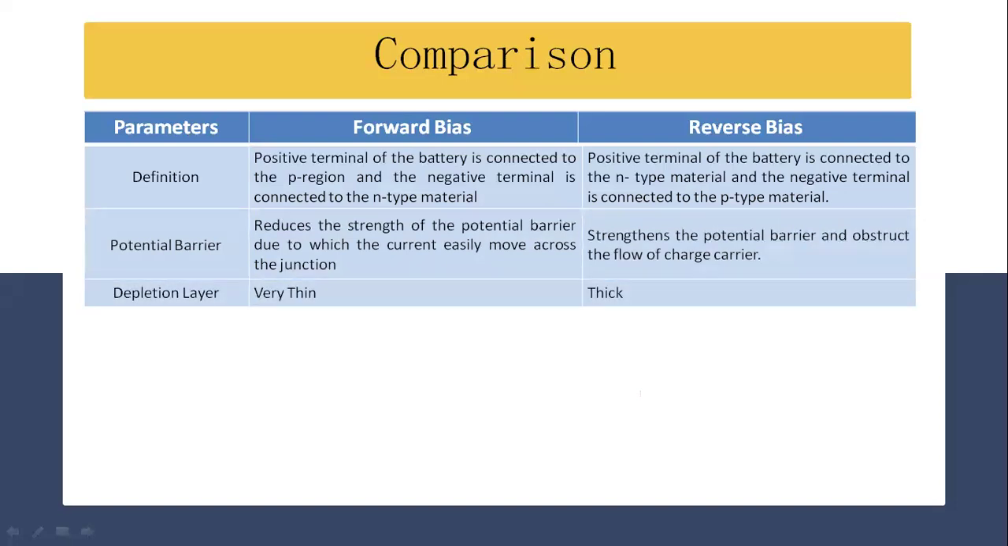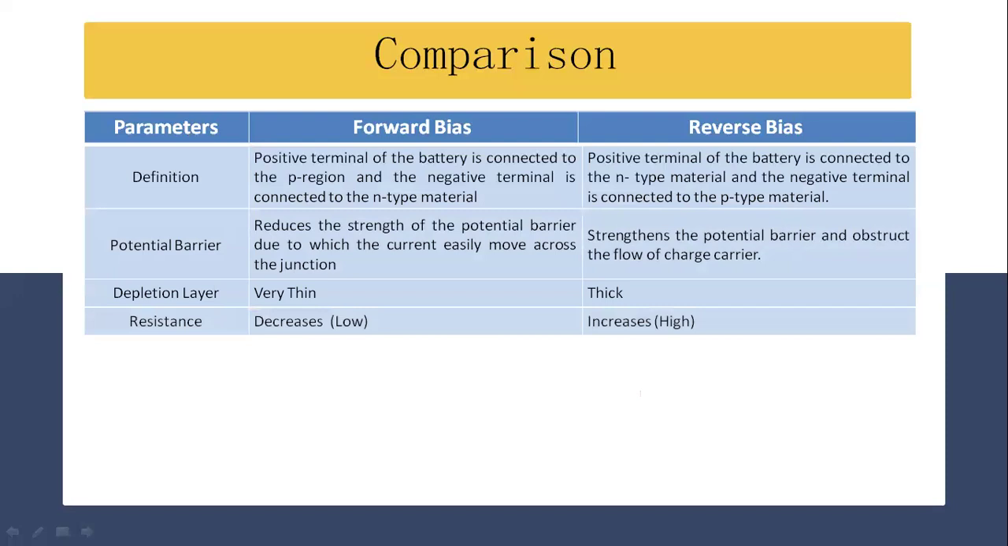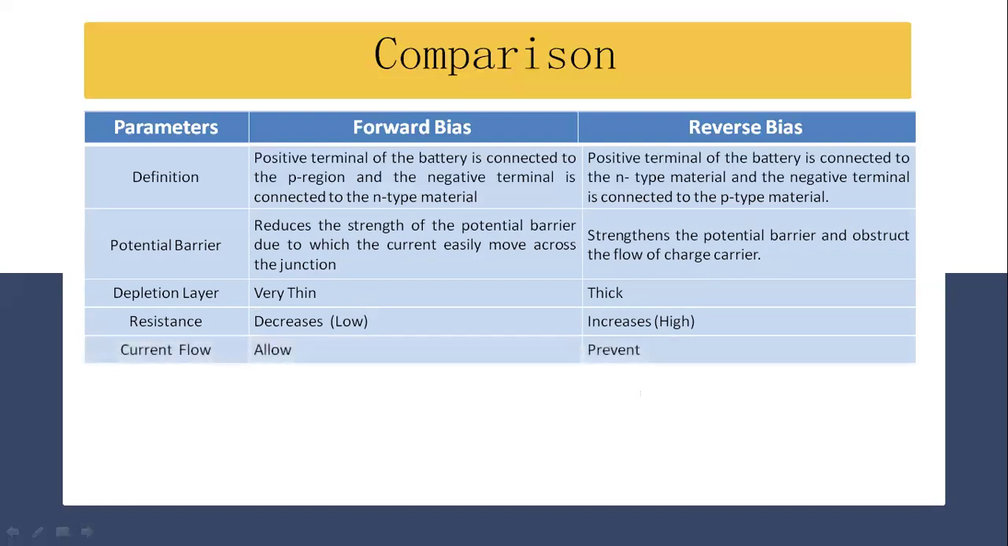The next parameter is the depletion layer. In forward bias, we have a very thin depletion layer, whereas in reverse bias, the depletion layer width increases, or we can say we have a very thick depletion layer. The next parameter is resistance. In forward bias, the resistance decreases, whereas in reverse bias, the resistance increases. Forward bias allows the current to flow through it, whereas reverse bias will prevent the current from flowing through it.